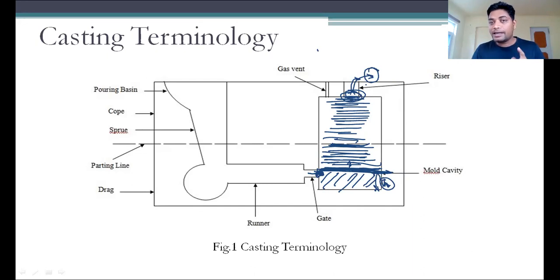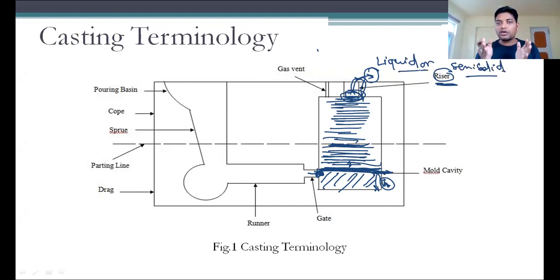And as I said, the molten material that you are filling inside, the cooling rate is very high, so it will try to become semi solid. So the material coming from this riser is in either liquid form or semi solid form. Okay guys, it is not solid. If it became solid, it would not come out at all, okay. So it is in either liquid form or semi solid form.